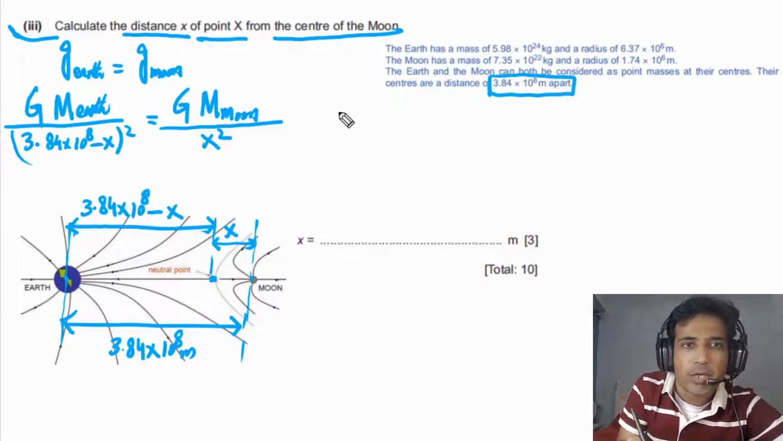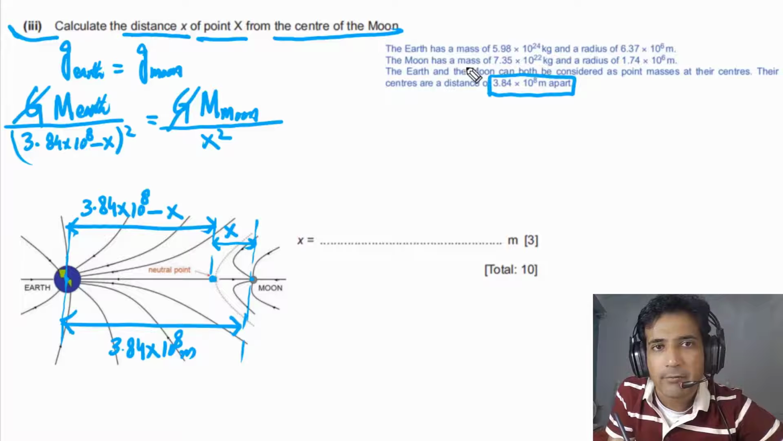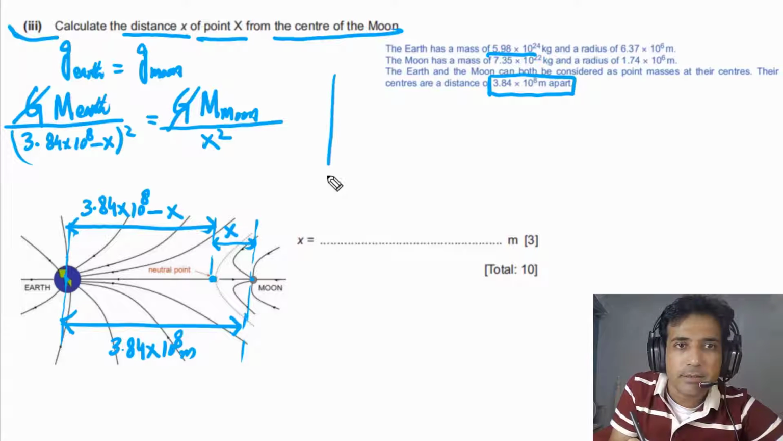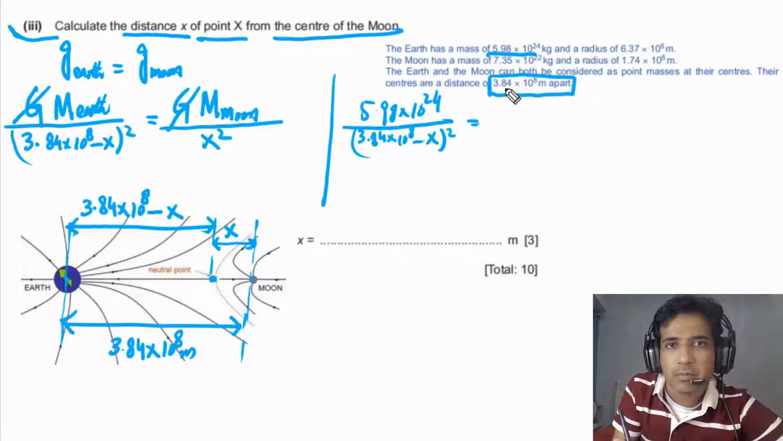So in this case, now we can cancel this capital G with this capital G, and we can plug in the values of the mass of Earth and the mass of the moon. The mass of Earth is given to us, that is equal to 5.98 times 10 to the 24, divided by 3.84 times 10 to the 8 minus x, squared, and this is equal to the mass of the moon. The mass of the moon is given, that is equal to 7.35 times 10 to the 22 divided by x squared.